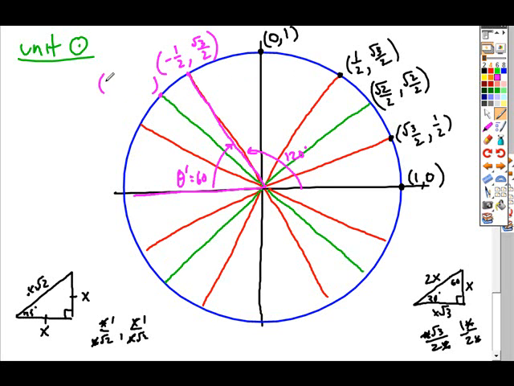So the x-coordinate is going to be negative root 2 over 2, and the y-coordinate is going to be root 2 over 2. Good. And what about this angle, 150 degrees? Okay, so the x-coordinate is going to be the opposite, negative root 3 over 2, and the y-coordinate is 1/2. Okay, what is the coordinate going to be at 180 degrees? Negative 1 and 0. Okay, so if you looked at this and I asked you just quickly, tell me what is the sine of 135 degrees, what would the answer be?